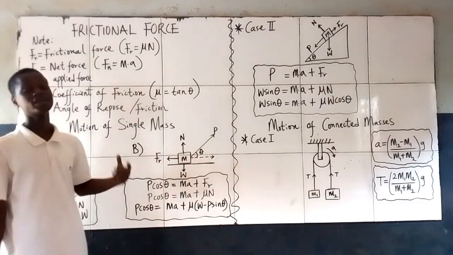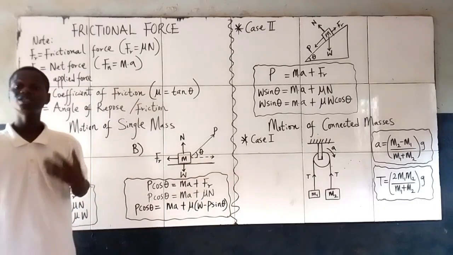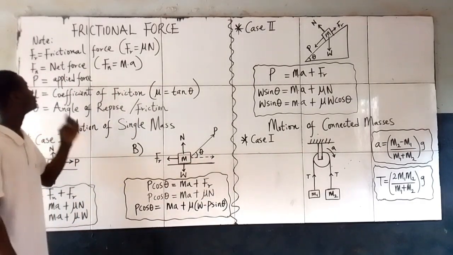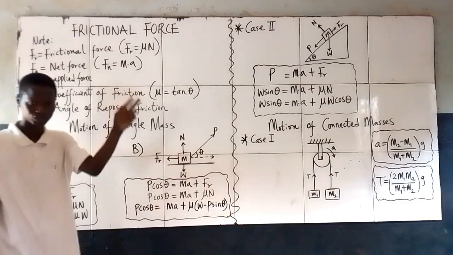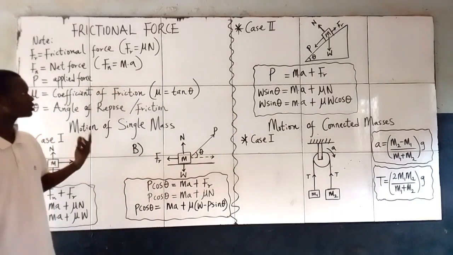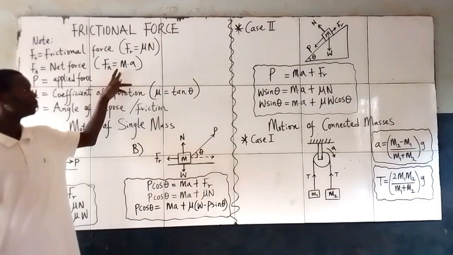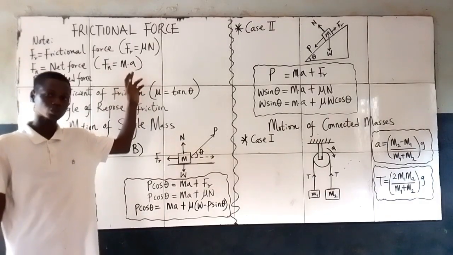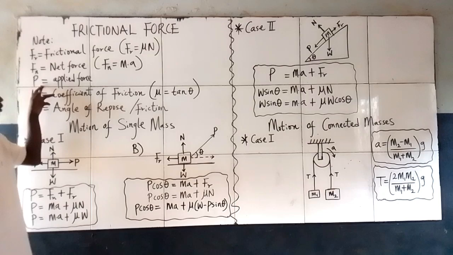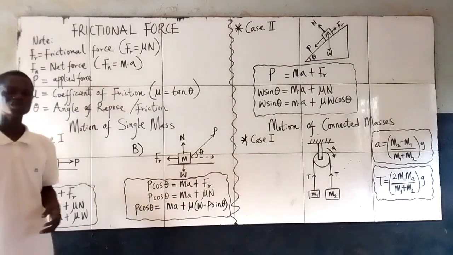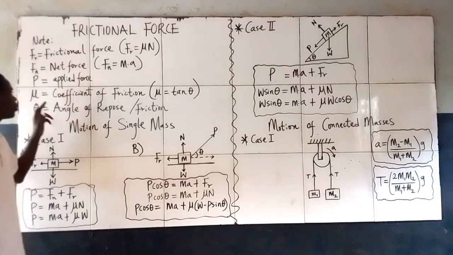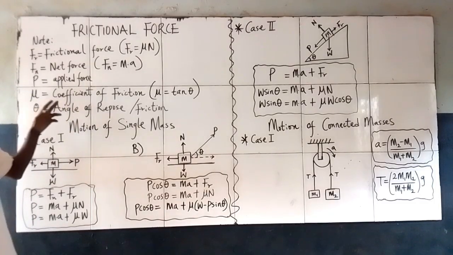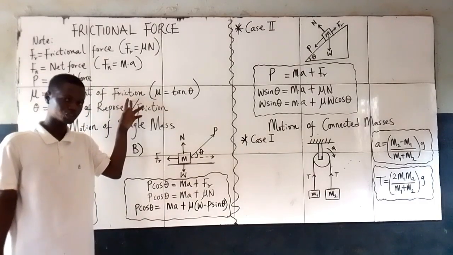It's normal reaction, or you say the normal force. Then you have F subscript n. This is the net force. And the net force can also be gotten with a formula which is mass times acceleration. Next you have P. P under frictional force stands for the applied force. And then you have mu. Mu stands for the coefficient of friction.